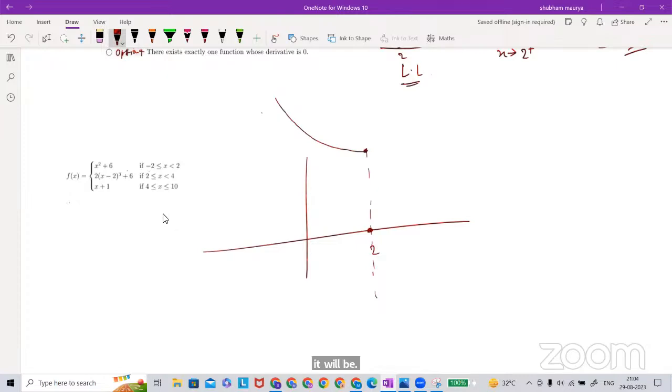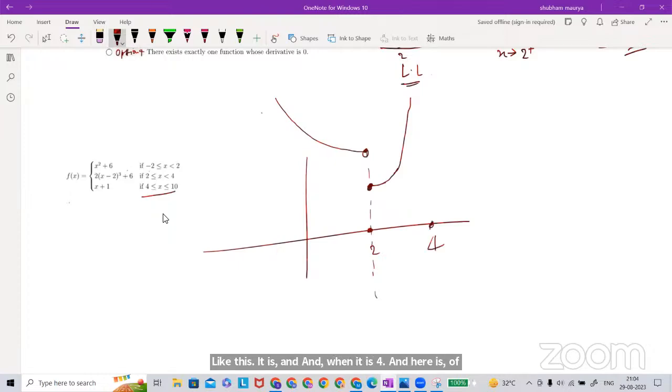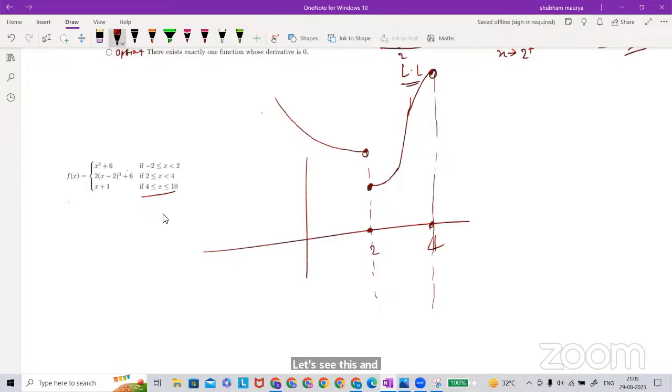Here there will be an open circle, and the right side is x cube plus 3. So at 2 it gives 6. Here there will be 6, then it will be like this, solid. And when it is 4, suppose around 4, here it will be hollow. So here is 4, and then when it is greater, then x plus 1, like this. So similarly, the graph problem.